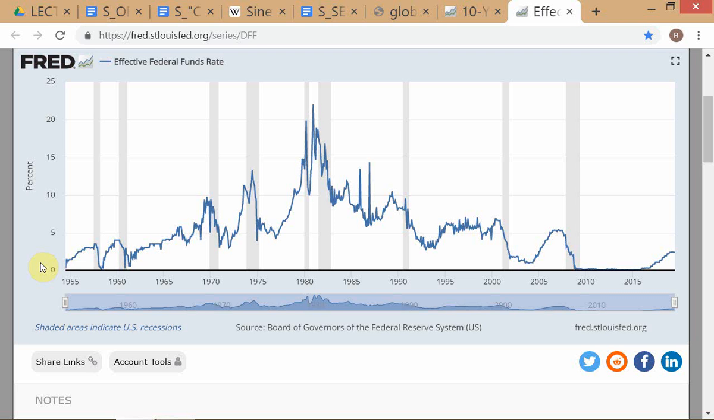Okay, so what you're seeing on this chart is the US equivalent of the Indian repo rate. This is what is called the effective federal funds rate, which is essentially a weighted average, again the rate which is prevailing in US money markets for borrowing reserve funds.